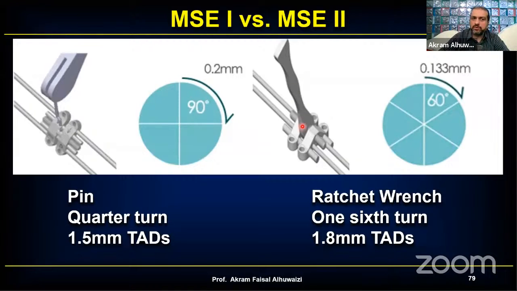But is that the only difference? No, this one uses a pin and this one uses a ratchet. Now, why did they do that? They did that because when they used the MSC1 with the pin, in adults, when you needed more force, the pin was being bent. The appliance just couldn't deliver the amount of force. So they used a ratchet because it doesn't bend. This one has a quarter turn. This one has a 1/6 turn. And since I told you this one was made for higher forces, they used a 1.8 millimeter TAD, not a 1.5 millimeter TAD like in the first one.